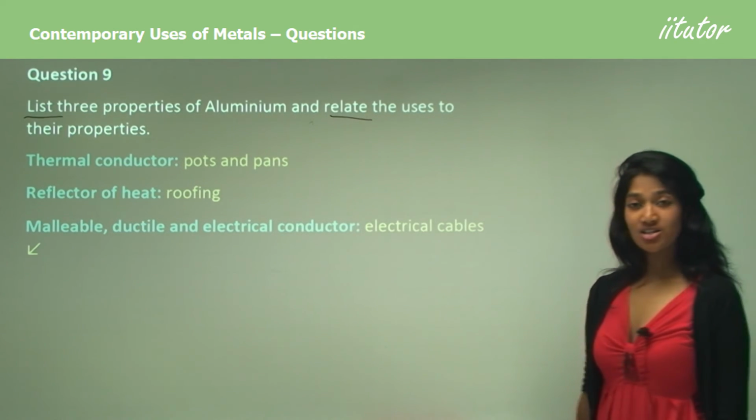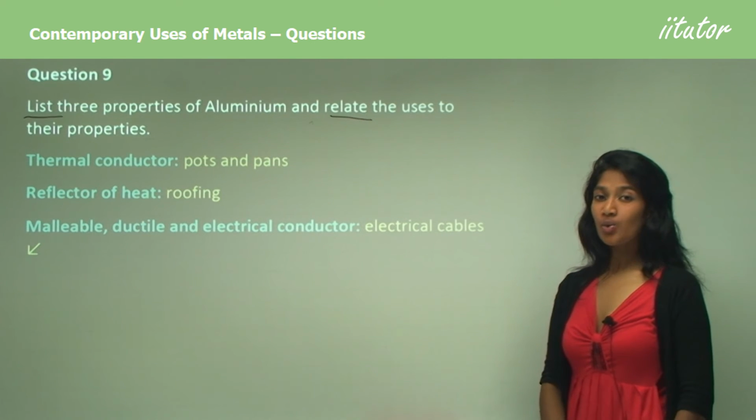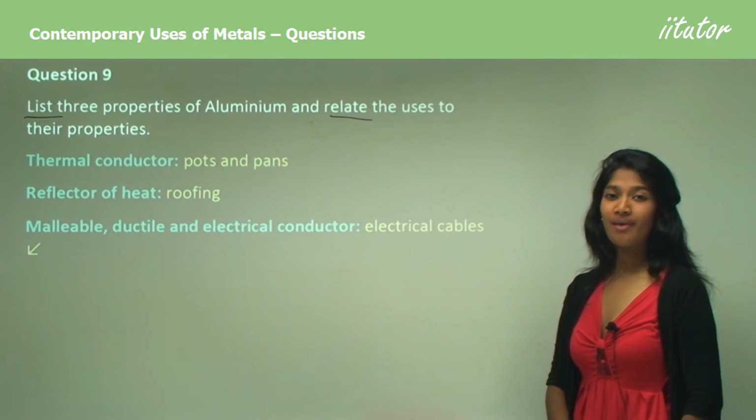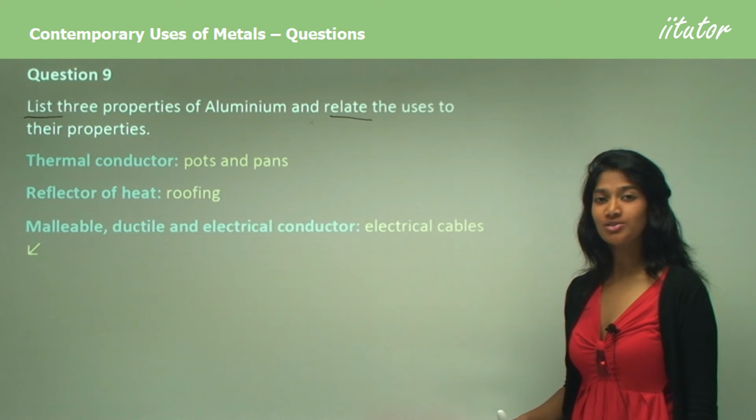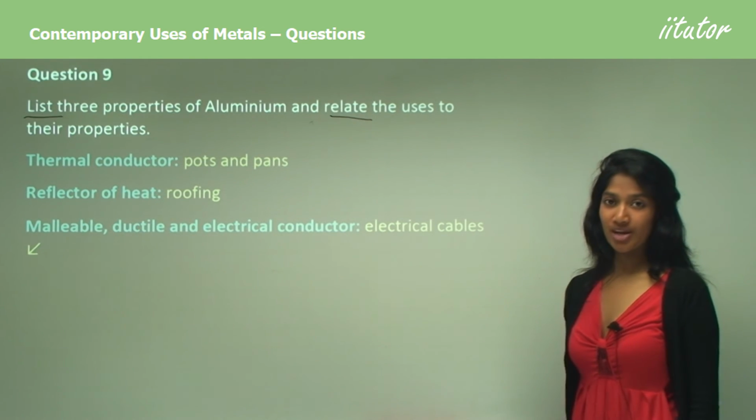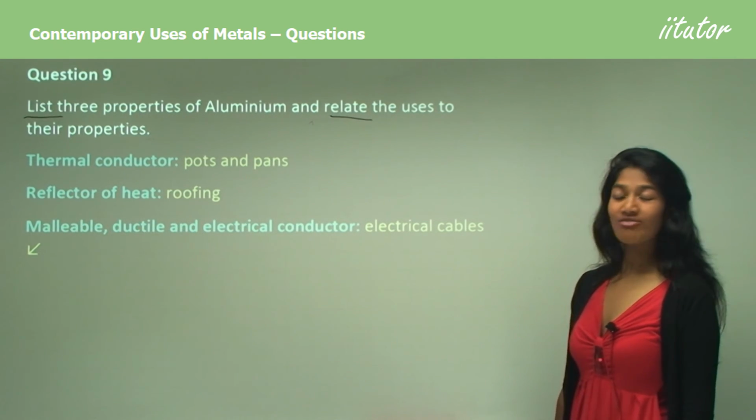Now we come to the end of section 2. We covered titanium, aluminium, and steel as the 3 metals that are used in contemporary day. So that wraps up the lesson.